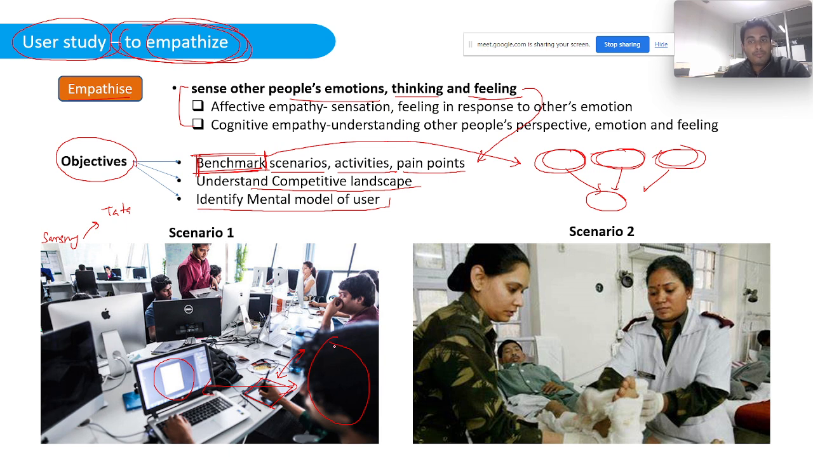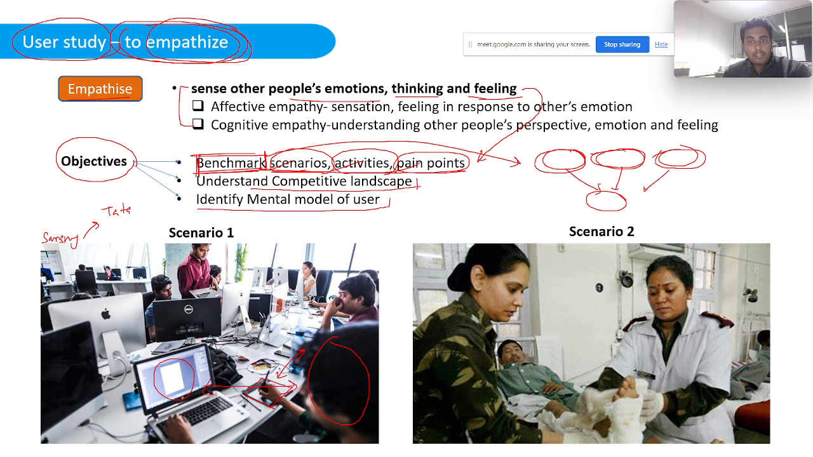So from case to case, the scenarios, the activities and the pain points may differ when you do a contextual inquiry. Before arriving at a conclusion about a particular problem, you need to see whether this set of scenarios, activities or pain points is common for this particular problem. That's why you benchmark scenarios, activities and pain points. If you find a common set of scenarios, activities and pain points, then only you can say, okay, this is something actually happening, so we need to focus on finding a solution. That is what benchmarking is.